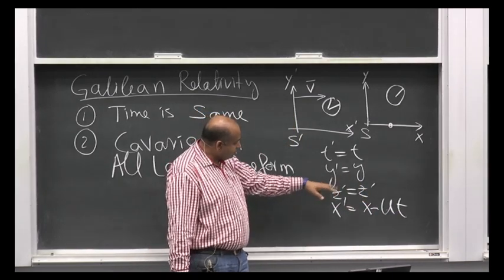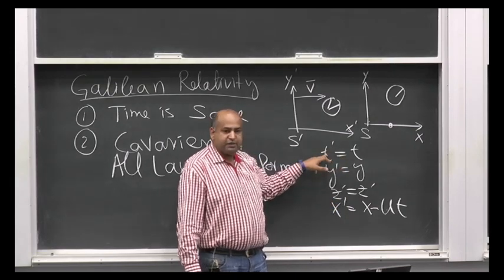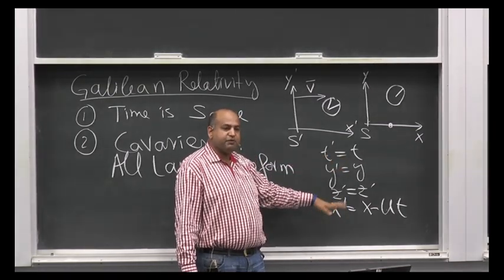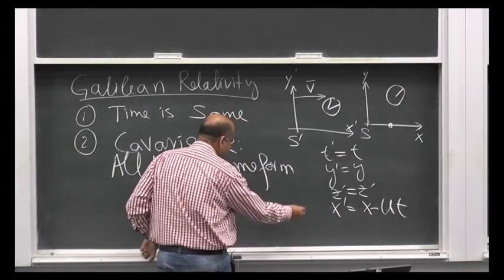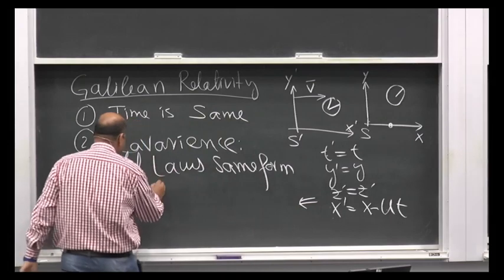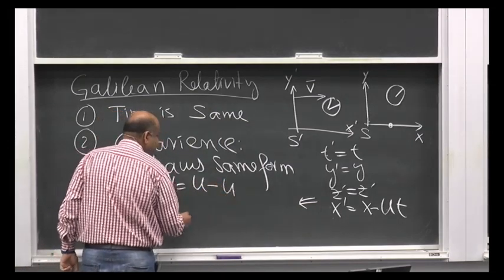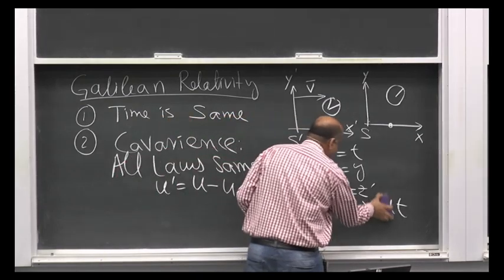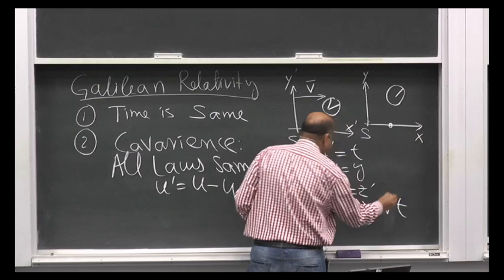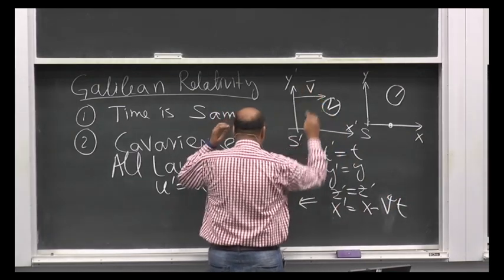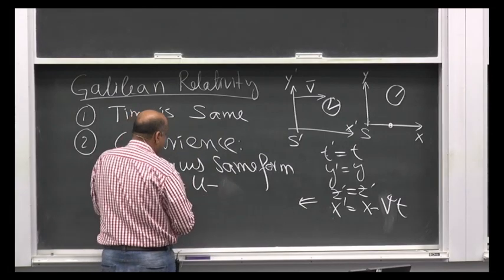And if I differentiate on both sides with respect to t or t prime, since they're both equal, it doesn't matter. I can differentiate with respect to t or t prime, it's the same thing. So this is dx prime by dt prime. This gives me u prime as u minus, okay, this is a bad choice of variable, so let me call it v. It should have been v, because v is the velocity of the train, and u is an arbitrary velocity.